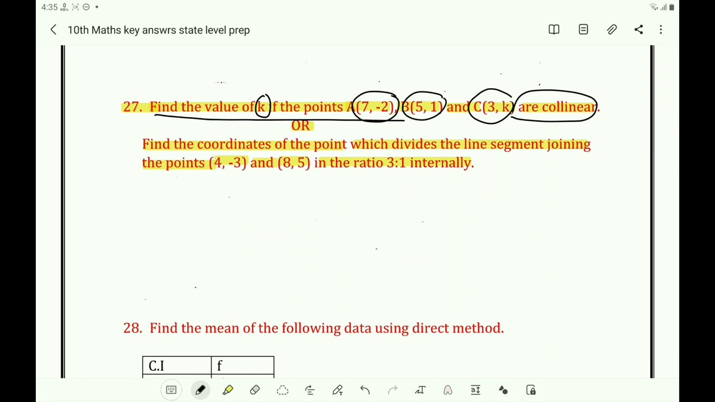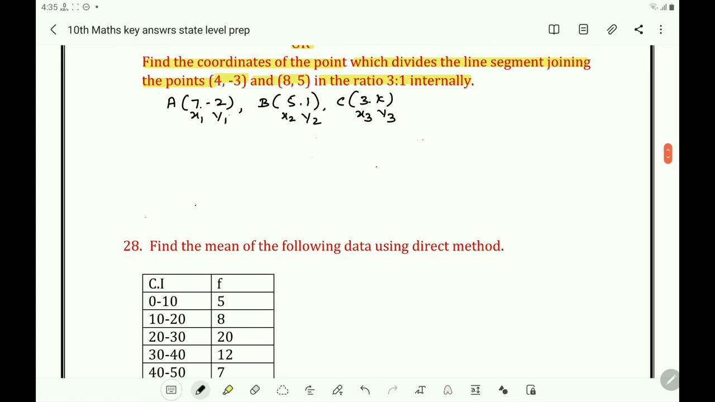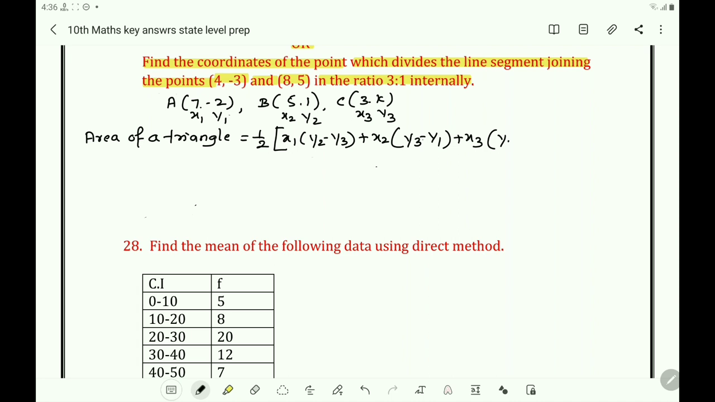Now you write the formula for the area of the triangle by using the given coordinates. So let us write the vertices A (7, minus 2), B (5, 1), C (3, k), and consider these are the points x1, y1, these are x2, y2, these are x3, y3. Now you write the formula for the area of the triangle. Area of a triangle equals 1 by 2 into x1 into y2 minus y3 plus x2 into y3 minus y1 plus x3 into y1 minus y2.